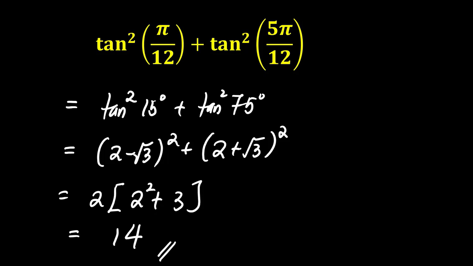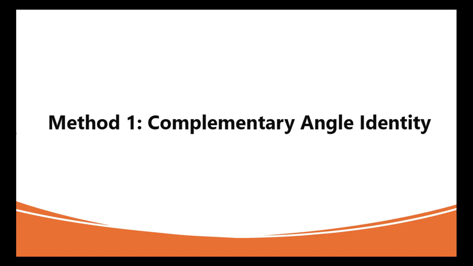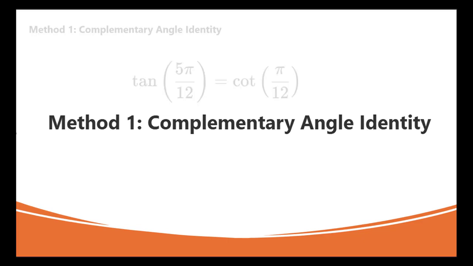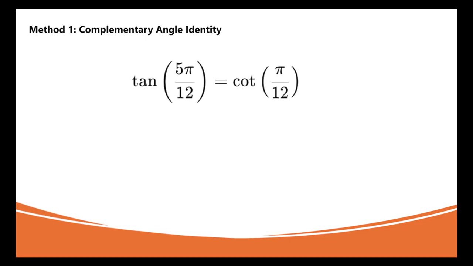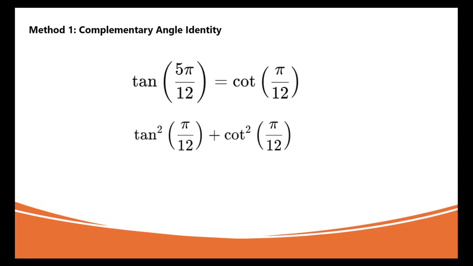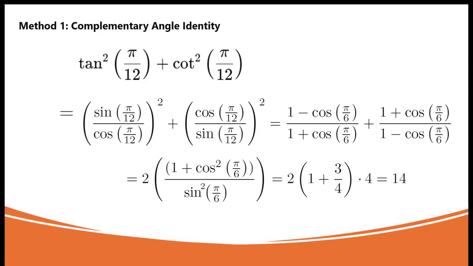Next, let's look at 3 alternative methods to confirm our result. Method 1. Complementary angle identity. Using the identity for complementary angles, tangent of 5 pi over 12 equals cotangent of pi over 12. So the expression becomes tangent squared of pi over 12 plus cotangent squared of pi over 12. This simplifies to 2 times the fraction with numerator 1 plus cosine squared of pi over 6 and denominator sine squared of pi over 6 equals 14.